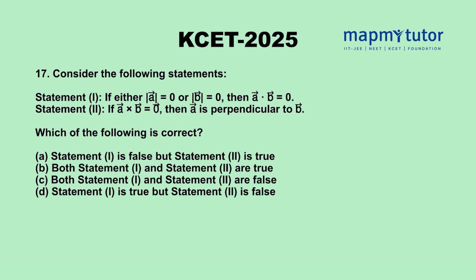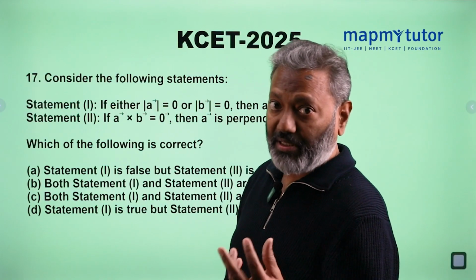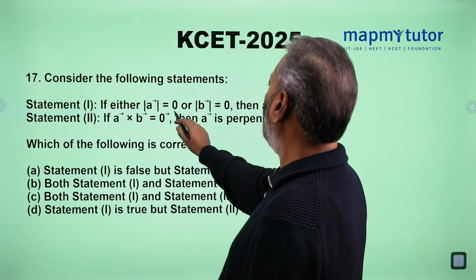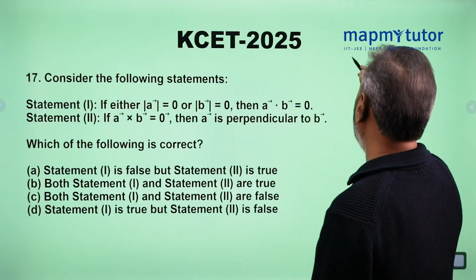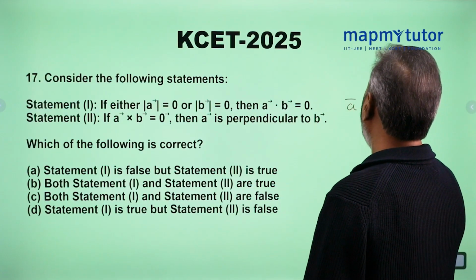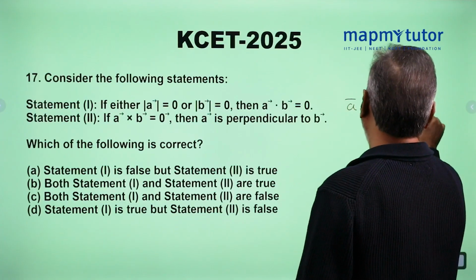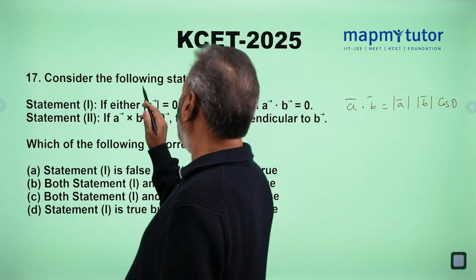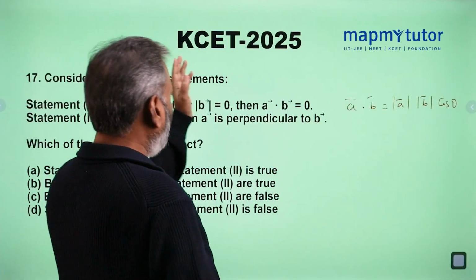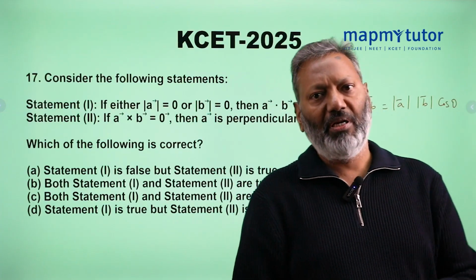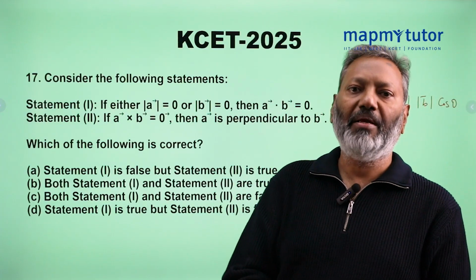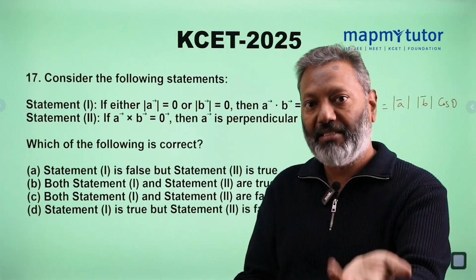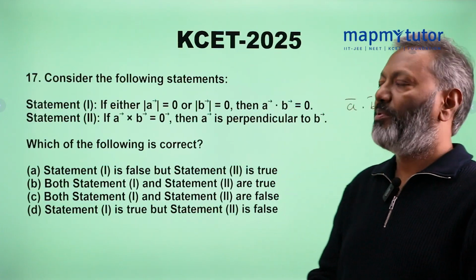Answer the following statements. Again, statement model. You can observe many questions are given in statements. Statement 1: If either mod A bar is 0 or mod B bar is 0, then A dot B is 0. Let us verify this. What is the definition of A bar dot B bar? Mod A bar, mod B bar, cos theta. Therefore, if either mod A bar is 0 or mod B bar is 0, then A dot B is 0. Of course, correct. Even the third case is there, cos theta is 0. Yeah, why not? If cos theta is 0, then also the dot product will be 0.